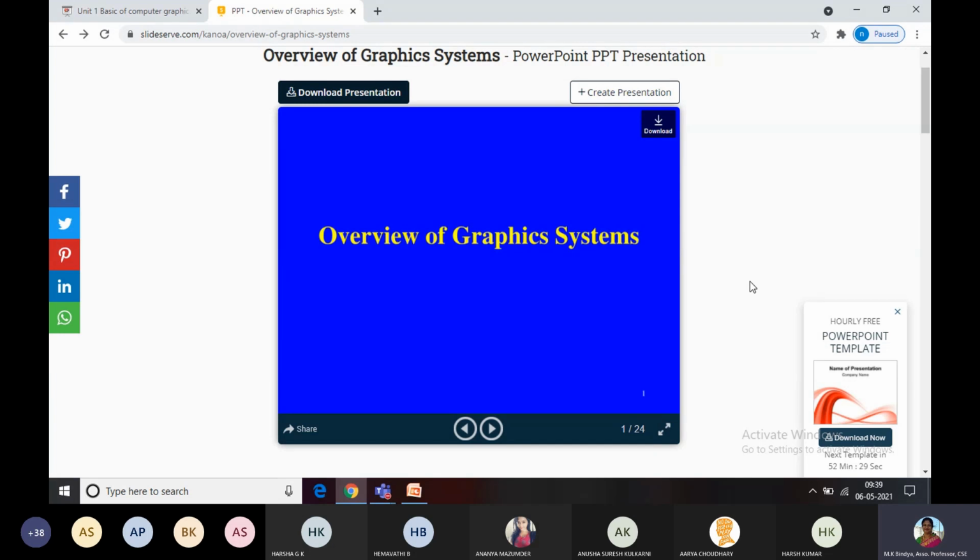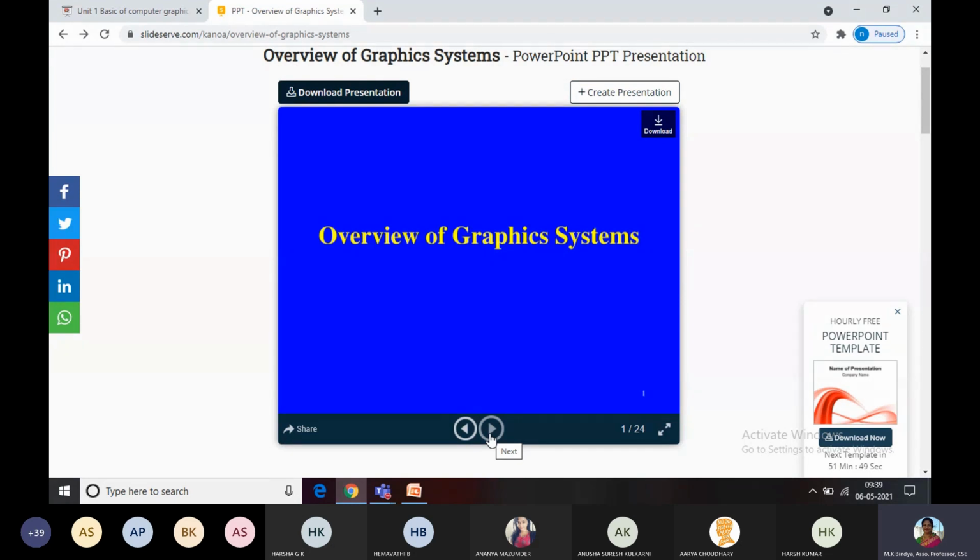Then we started with the video display devices. There are different types of video display devices. We mentioned some of the output devices: first one was CRT, cathode ray tube. Next is the raster scan system, another is the random scan system, and next is the color CRT and flat monitor. These are several output display devices. Today we'll take up these video display devices one by one.